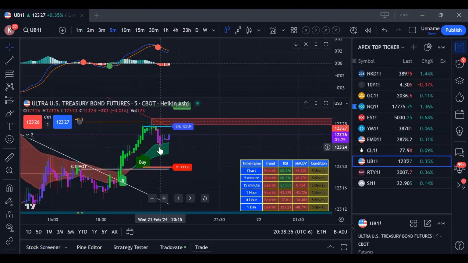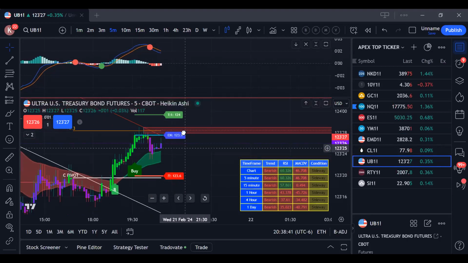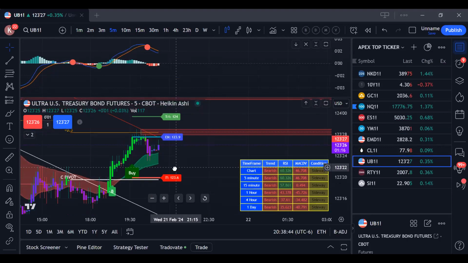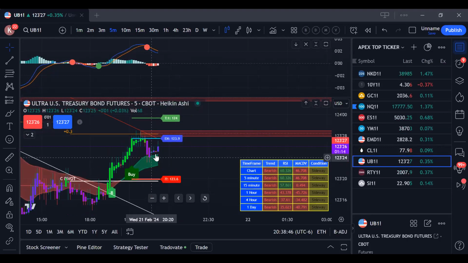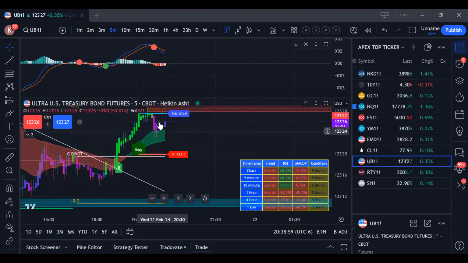So this came here, touched the cloud, and again bounced back. So that's why it's always better to wait. Either it should come below the cloud, or if it is above the cloud, better to be on the long side or don't be on the short side as long as it is above the cloud. Once it comes below the cloud, you can be on the short side.